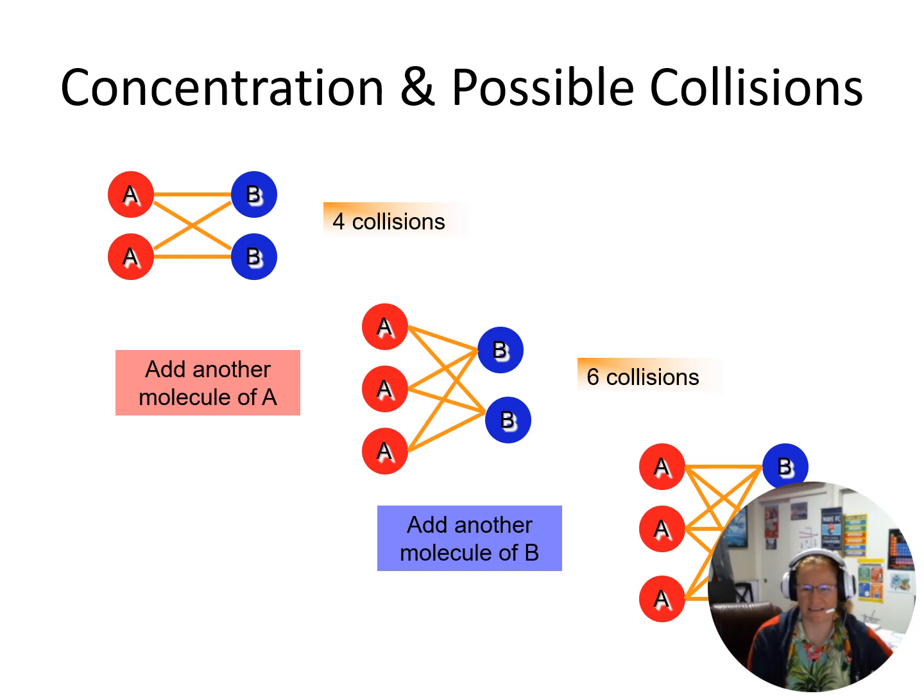And so when I look at this, if I have 2A and 2B, I have 4 possible collisions. If I add another A, now I have 6 possible collisions. If I add another B, then I have 9 possible collisions. And so the more particles I have, the more possible collisions, faster rate.